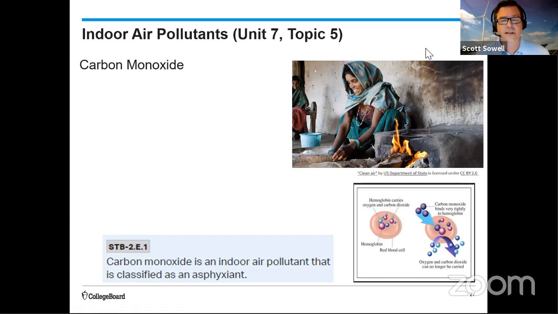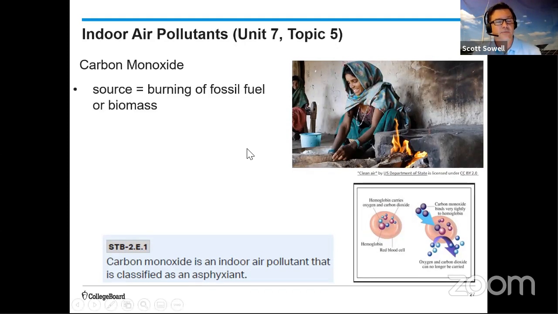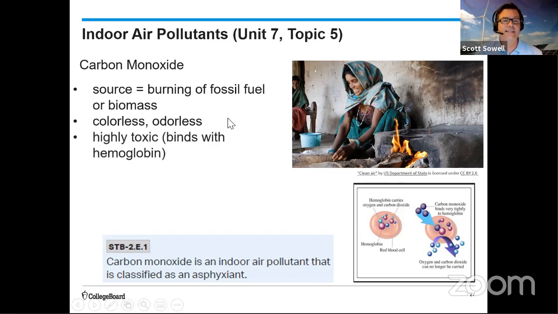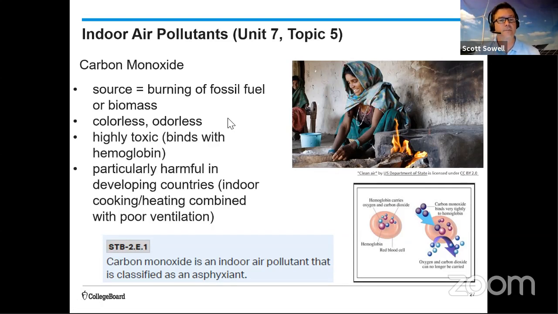Fassler talked about this the other day, about how it binds with hemoglobin and prevents our body from distributing oxygen to our brain and other places in the body. So this carbon monoxide really comes from burning fossil fuels or biomass. It's colorless, it's odorless, so it's very dangerous, it can't be detected. And again, it's highly toxic because it binds with hemoglobin.